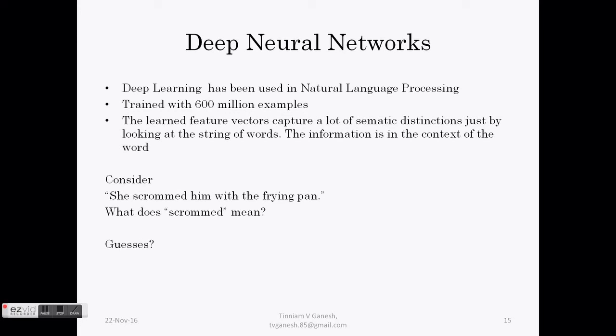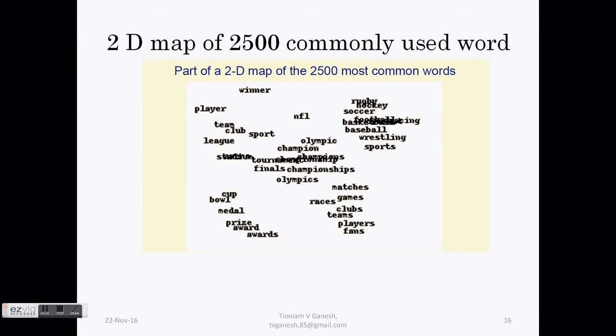So for example, if I give you a sentence like, she scrummed him with the frying pan, what does the word scrummed mean? Incidentally, this example is taken from the Coursera course, Neural Networks for Machine Learning by Professor Geoffrey Hinton. Anyway, by looking at the sentence, you can guess that the word scrummed probably means hit, or tapped him with the frying pan. Essentially, as humans, even though we may not have come across the word, we can infer what it's trying to say.